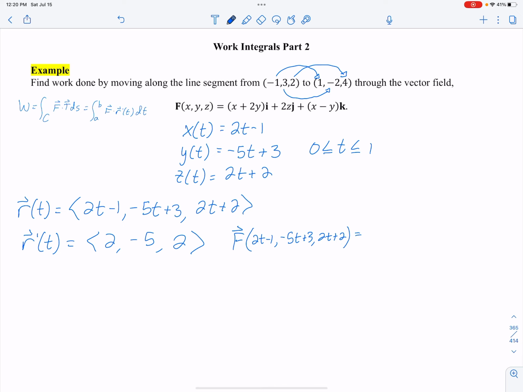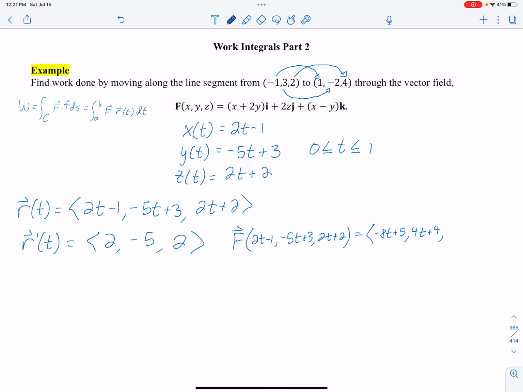Okay, and then I got to plug that into the vector itself. All right, x plus 2y, I like to do these off to the side, plus 2 times negative 5t plus 3. It's just much easier. 2t minus 1 minus 10t plus 6. So the first thing we're going to get is negative 8t plus 5. That is changing f in terms of t. Okay, we also want to do 2z. That's a little easier. We got 4t plus 4.